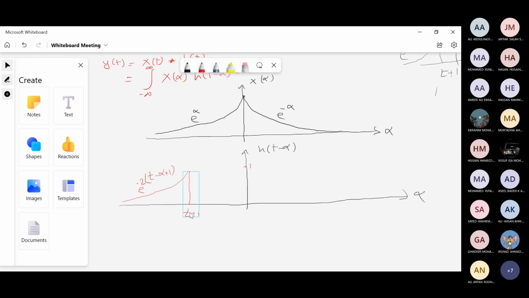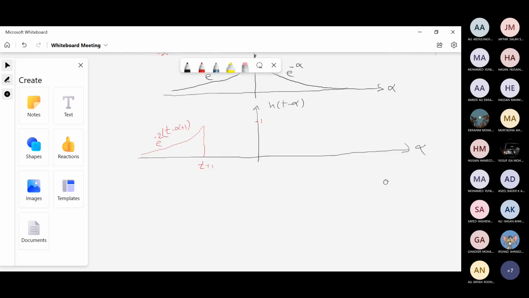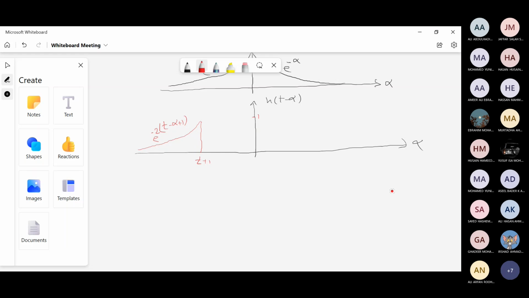If this edge is anywhere before 0, then we have this function multiplied by whatever we have here. But if we move it after 0, then we have two functions: one part is multiplied by this one, and another part is multiplied by this. Okay, so let me say first, if t plus 1 is less than 0, which means that t is less than minus 1, then what is y of t?